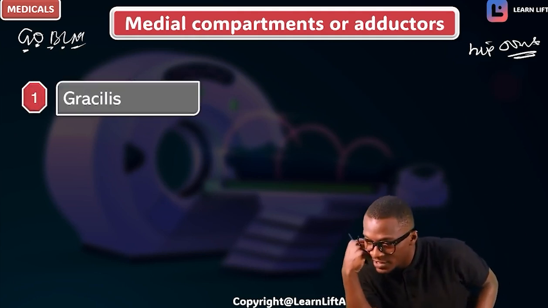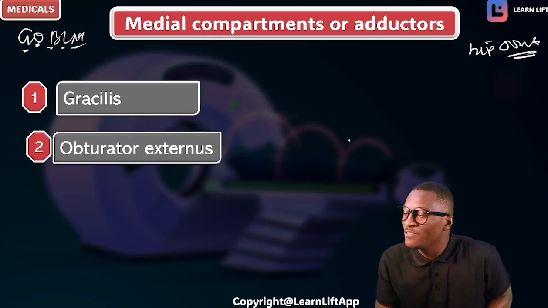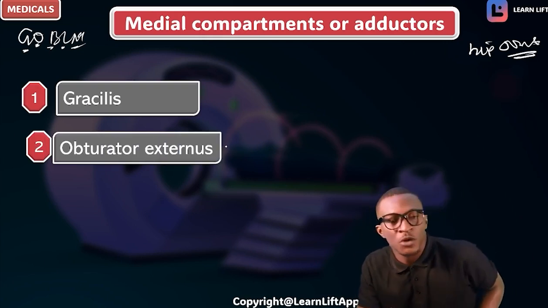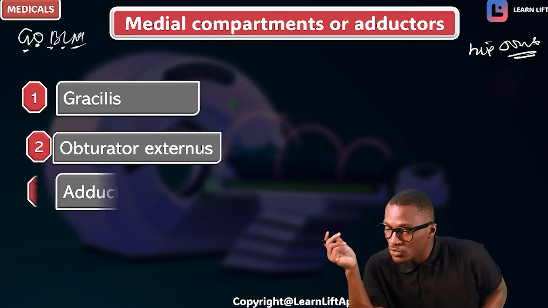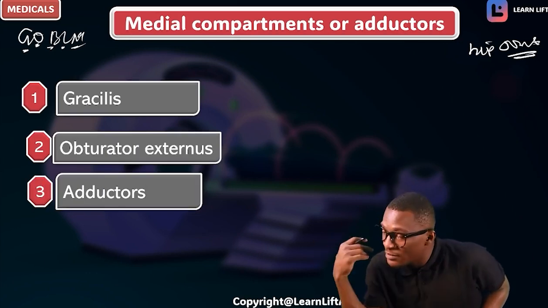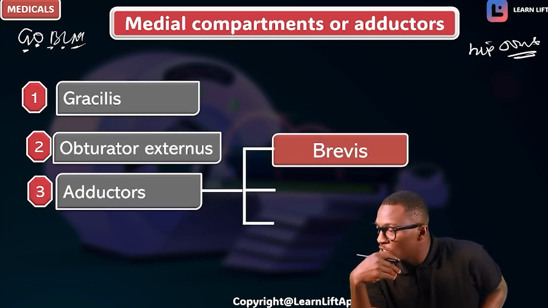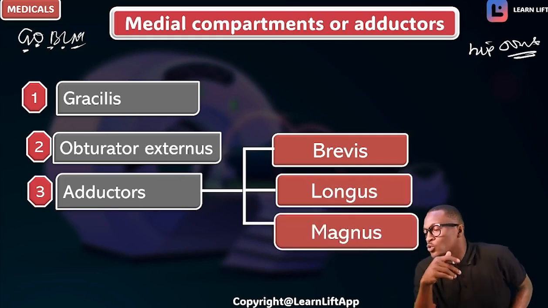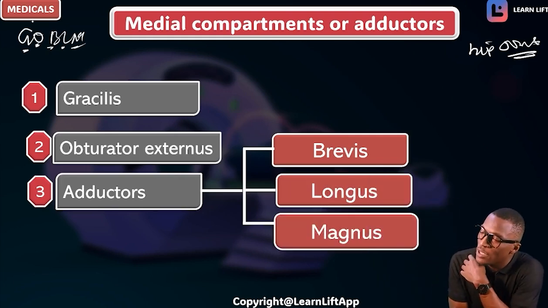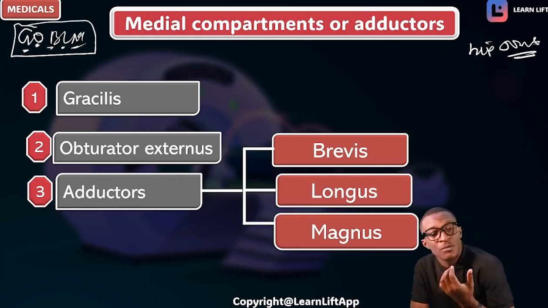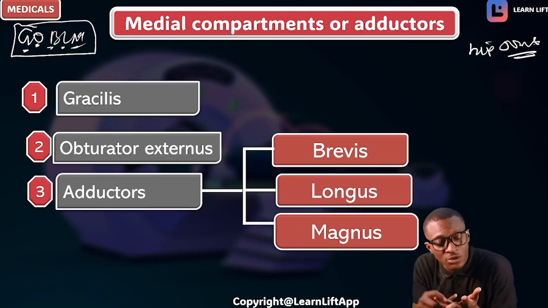Look at this. Number 1, gracilis muscle. Number 2, we have the obturator externus muscle. And we have the adductors. Under the adductors there are three: the adductor brevis, the adductor longus, and the adductor magnus. I call them the GO BLM. Will you adopt my acronym? The gracilis muscle, obturator externus, adductor muscles.